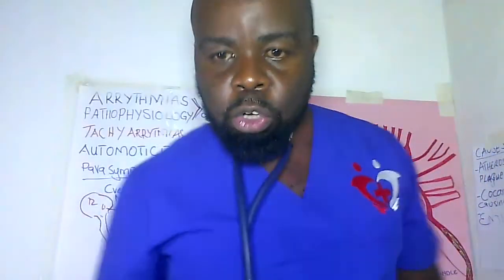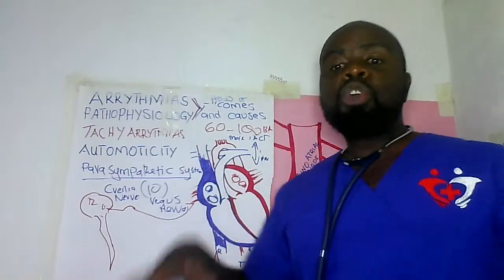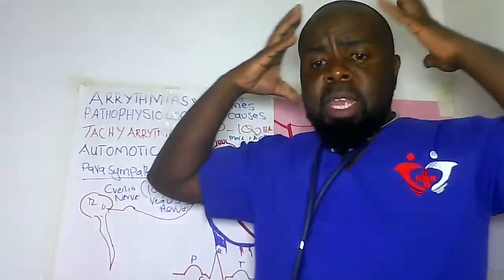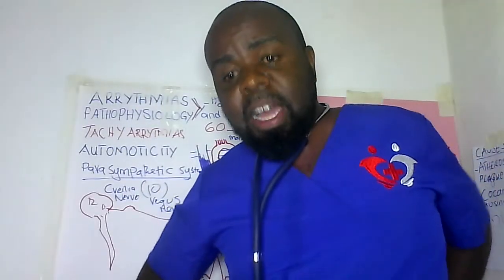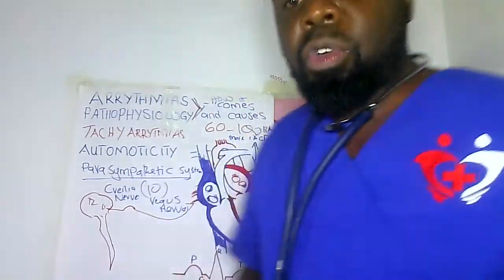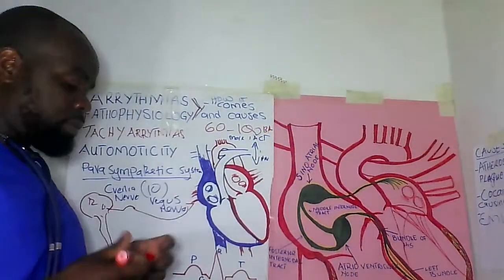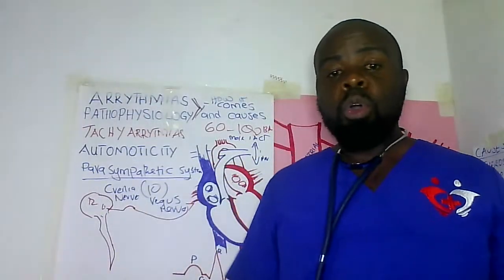So the vagal tone, we call it the 10th cranial nerve, the vagus. Your body has all the nerves: from the head, we have cranial nerves, and we have sympathetic nervous system nerves on the back. Your cranial nerve number 10, when it comes to the parasympathetic nervous system, reduces the heartbeat. It makes your heartbeat slow.